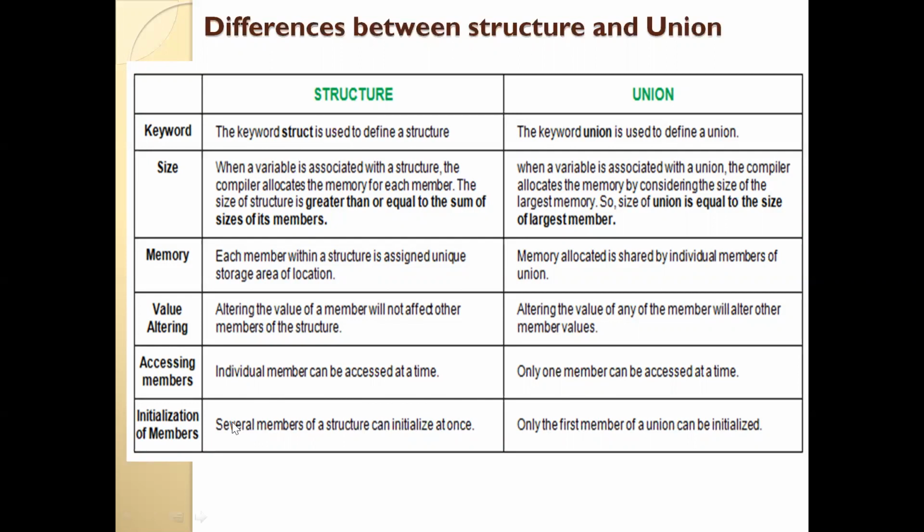Now, the last difference between structure and union is that multiple members of a structure can be initialized at once. Suppose your structure contains 4 data members, for all 4 data members we can allocate the memory at once and assign the values at once. But in the case of union, that will not be possible. At a time, we can assign a value for only one member. These are all the major differences between structures and union.